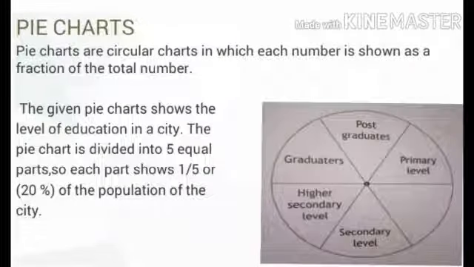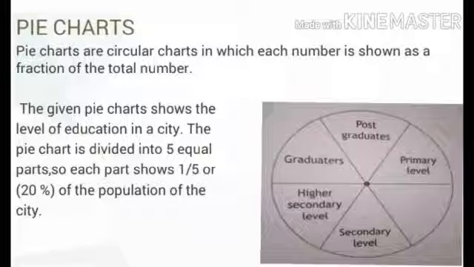Clear? Next, pie chart. Let us understand what is a pie chart. Pie charts are circular charts in which each number is shown as a fraction of the total number. Now you see here, this is a pie chart in the image. So the given pie chart shows the level of education in a city. The pie chart is divided into 5 equal parts. So each part shows 1/5 or 20% of the population of the city.